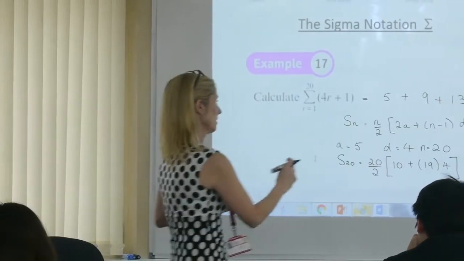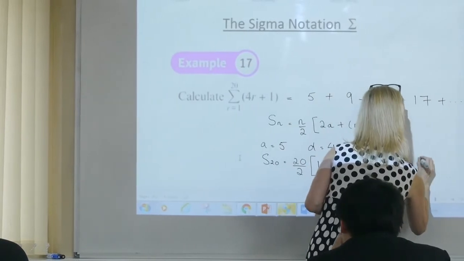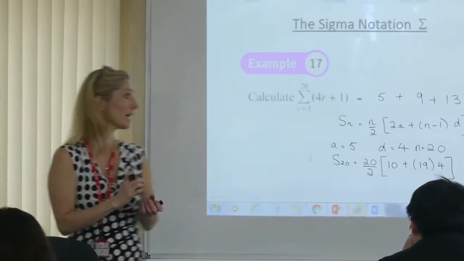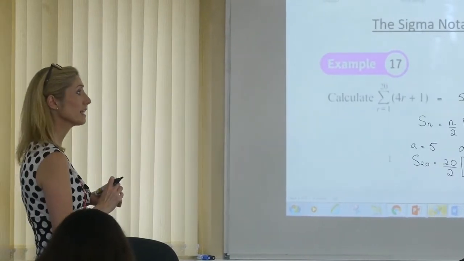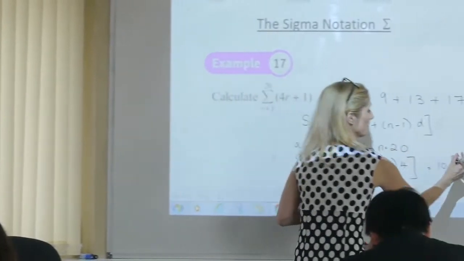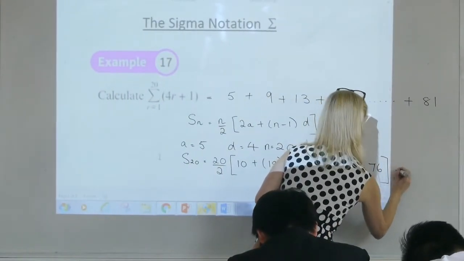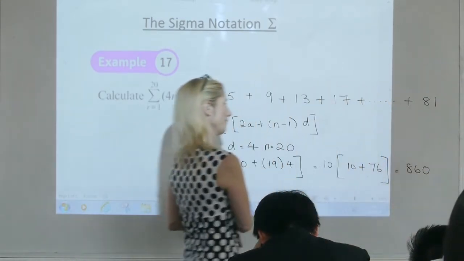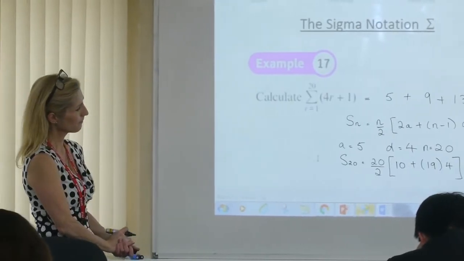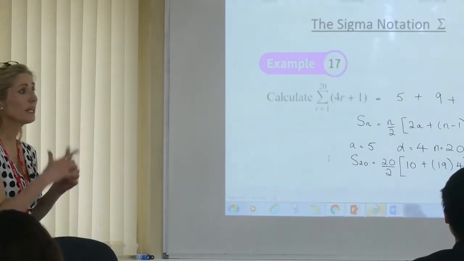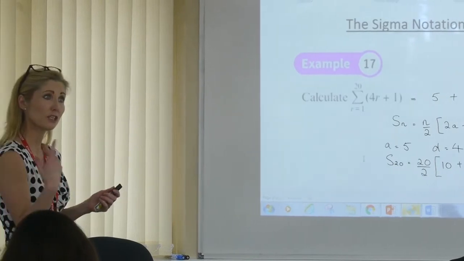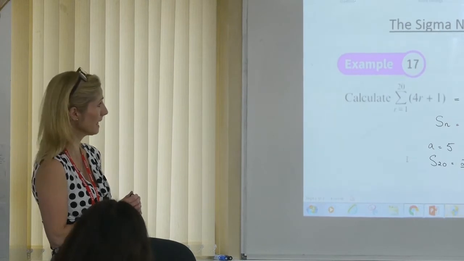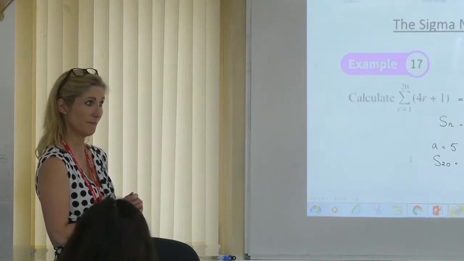So you've got 10 plus 76. So we've got 86 times 10, 860. Okay, so that's how we can utilise the formula that we learned a couple of lessons ago in order to make our life much more straightforward today. Okay, happy with that? Yeah?